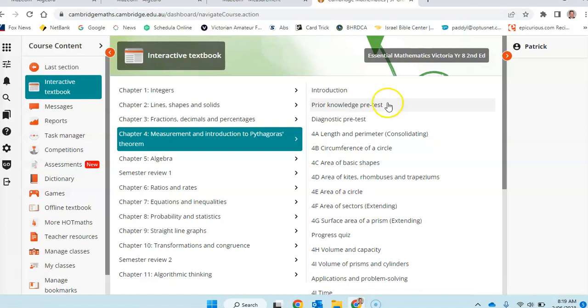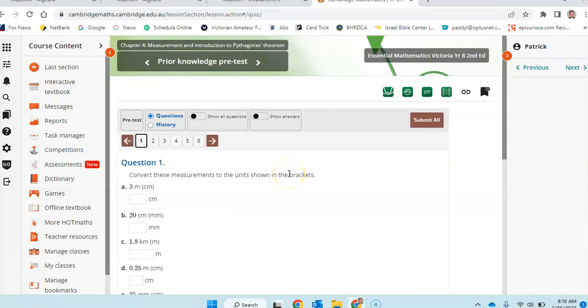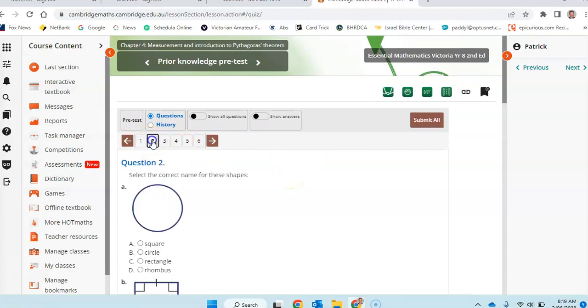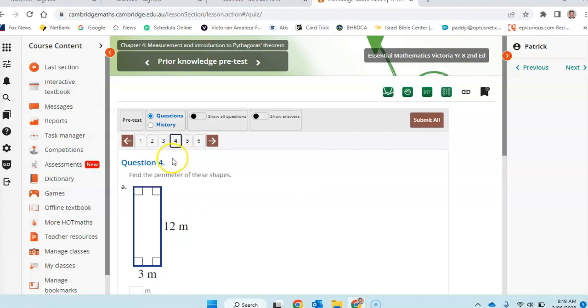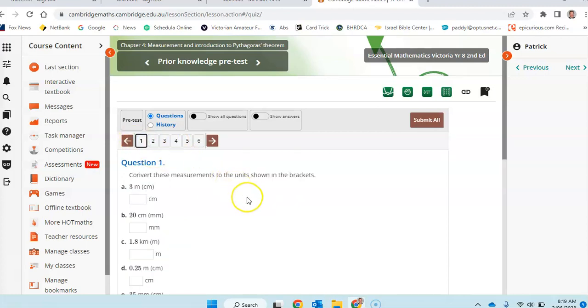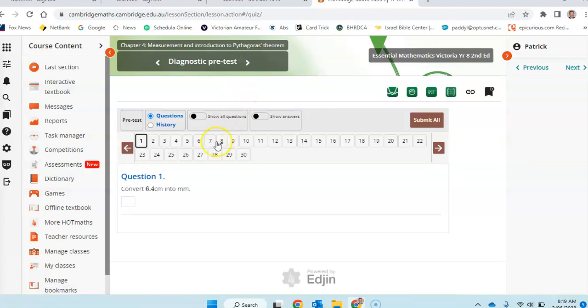A prior knowledge pretest is one that tests knowledge that you would have before you start a topic. So prior knowledge, that's exactly what it says. Things that you might know already. And there's a few questions there. These are things that you would know already without having done any specific work in this topic. And that's what that one means. Prior knowledge test. Now, a diagnostic pretest tests what you might already know in measurement.